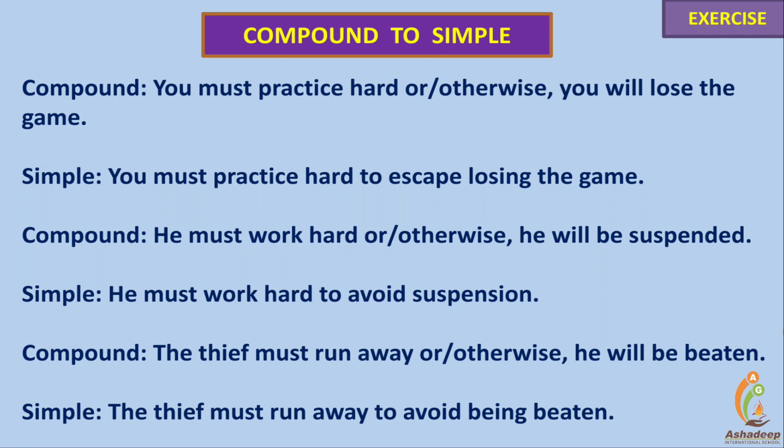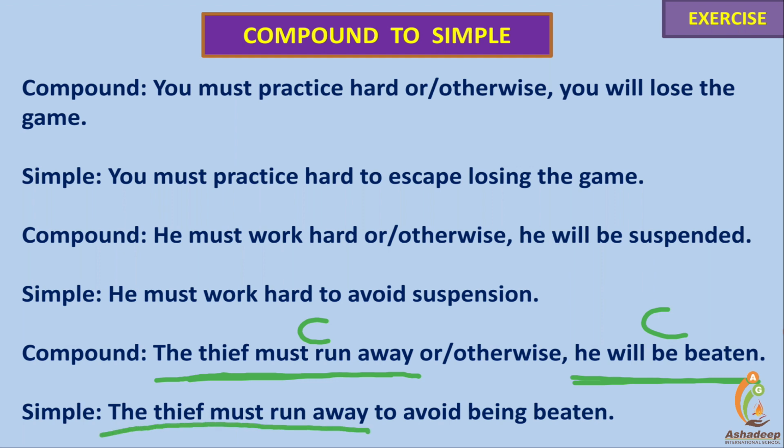The thief must run away or he will be beaten. Both are clauses. He'll be beaten is also a clause. It's a passive structure: he'll be beaten by police or by public. Here, the thief must run away is the clause, and this clause has now become a phrase.